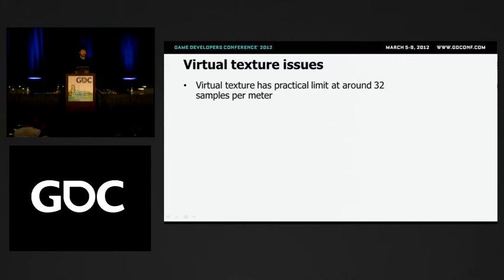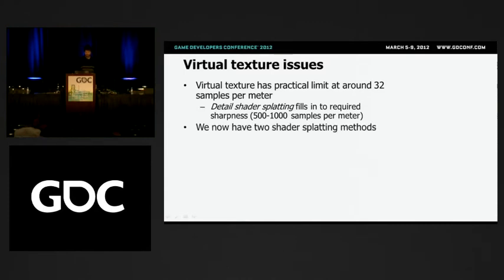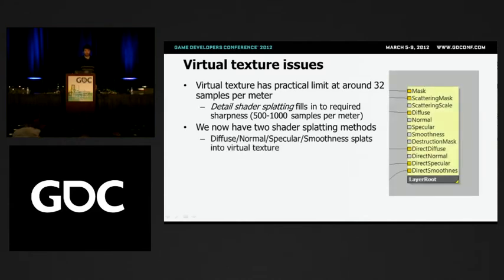Final issue with the virtual texture. I mentioned that it has 32 samples per meter, and that looks pretty bad if you're going to crawl on the ground. We need something like 1,000 samples per meter. To go up to that resolution, we re-added shader splatting. So we now have detailed shader splatting as well. This means we have two shader splatting methods.